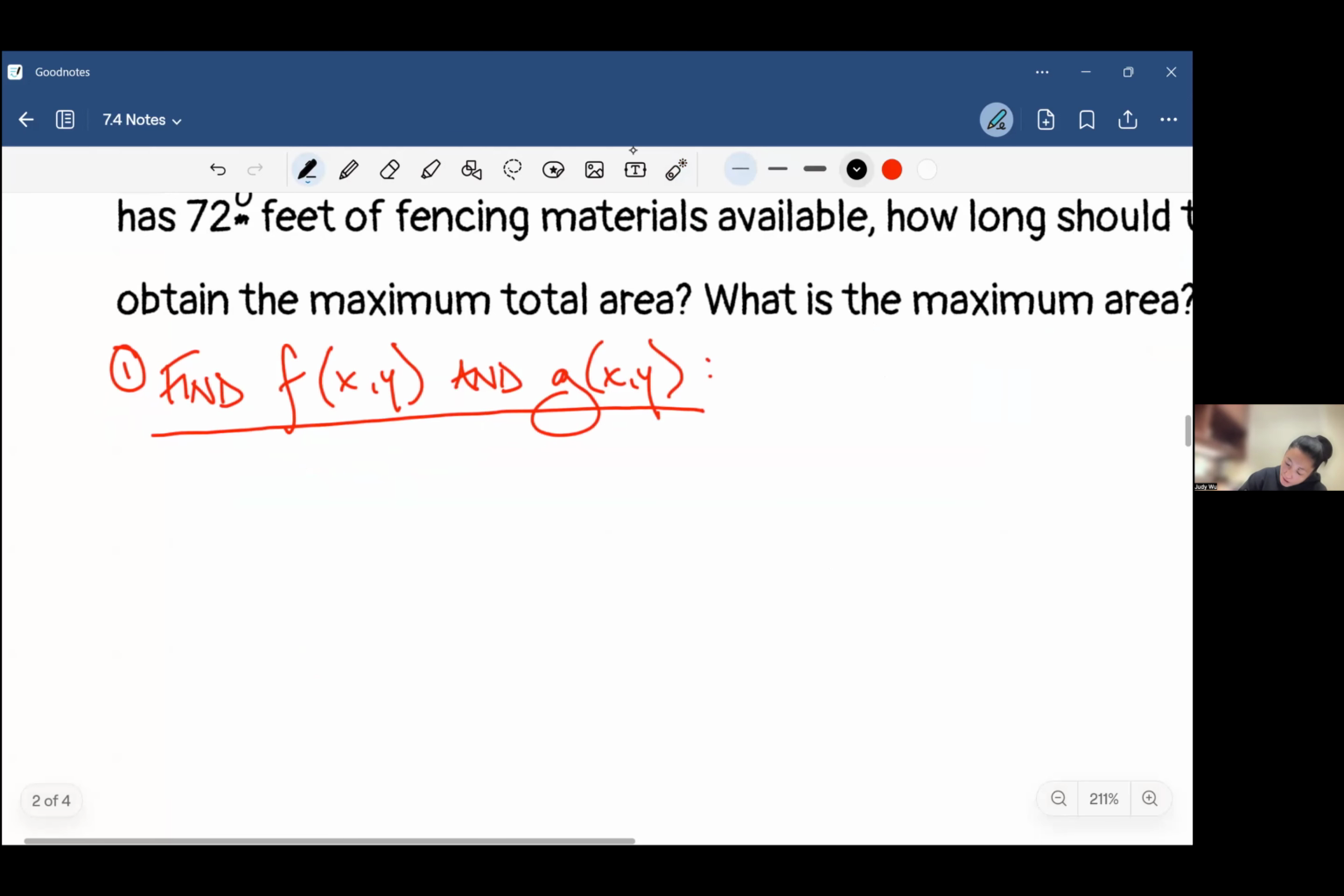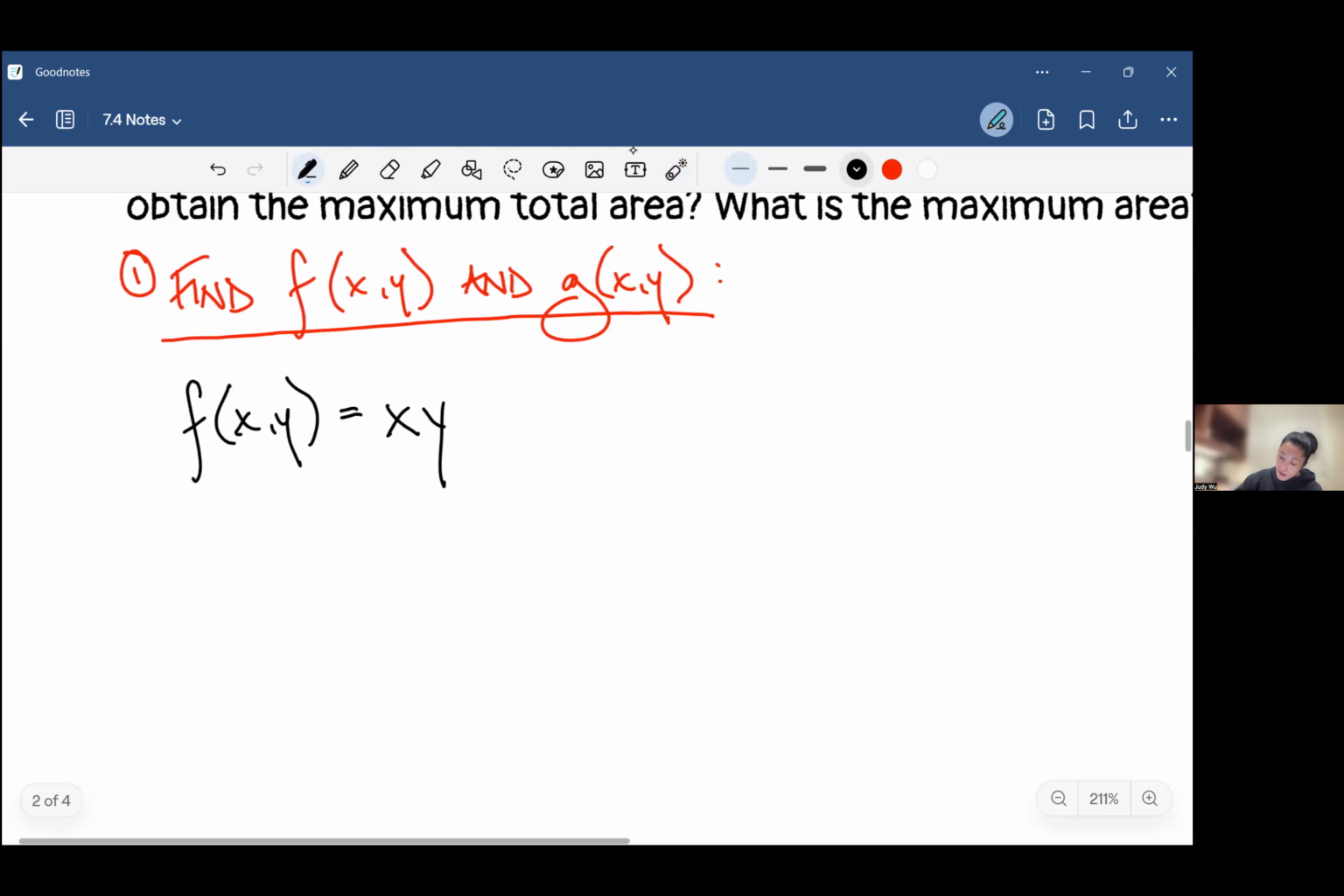So the function we want to minimize, well, that is our area, right? Or sorry, in this case, we want to maximize. So what we want to maximize is the area. And the area formula for a rectangle is x times y. Last time I had called this A, but this time I'm saying f of xy. It's okay to have two letters as an input. All right. Now let's find our g of xy.